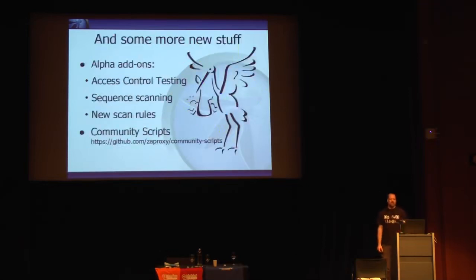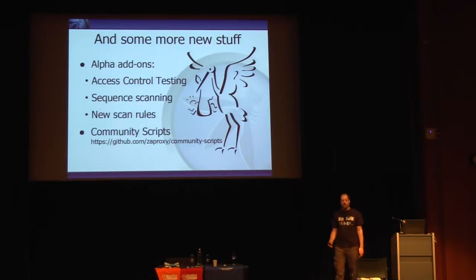So there are a few other new things. We've got some new alpha add-ons. One I'm particularly excited about is access control testing. This is something one of our core developers has been working on for quite a few years, actually. It's all about the automated testing of access control. That is possible to some extent if your application understands things like authentication, session handling, and users, but ZAP understands all of those things.